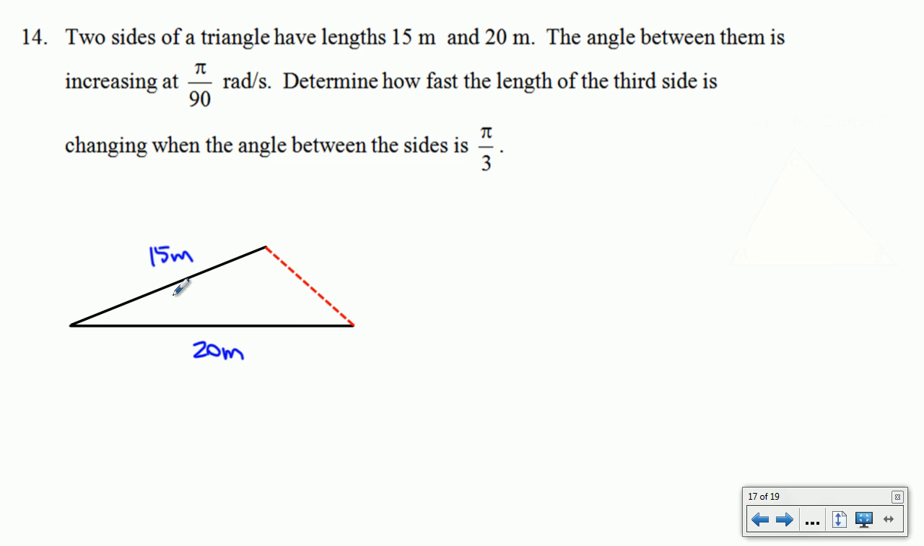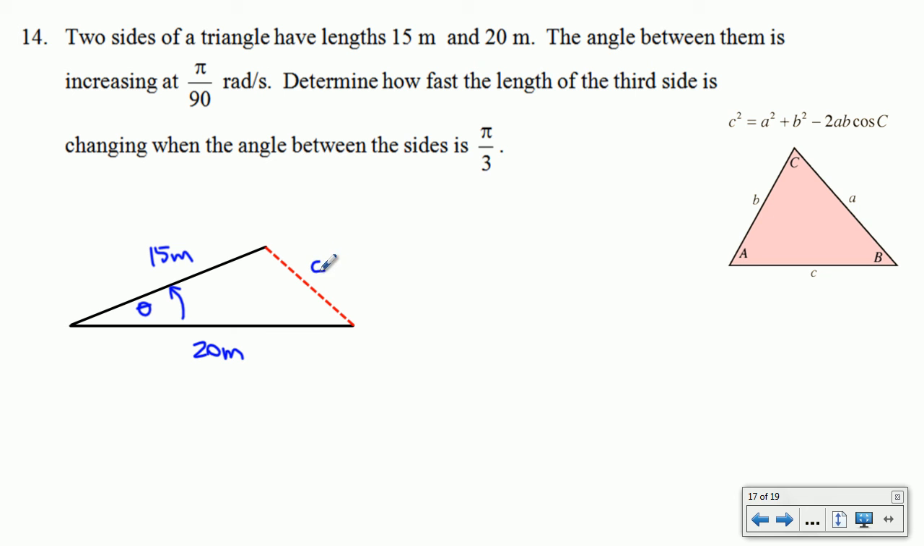The angle between them is increasing, and as a result, this other side length is also increasing. So we could try to make a right angle triangle out of this and come up with a relation between the variables we need that way. But there's probably a more straightforward way to do this using the cosine law. So we're going to go ahead and get rid of that, and we're going to see what we can come up with using the cosine law.